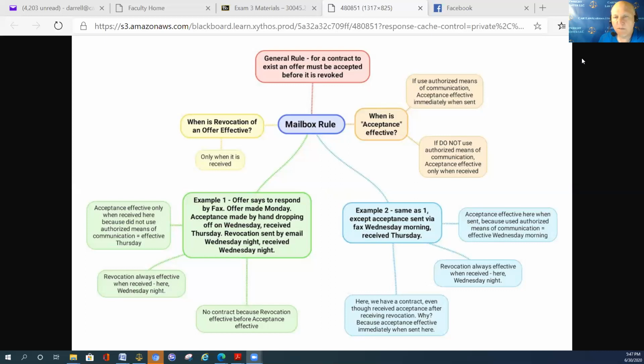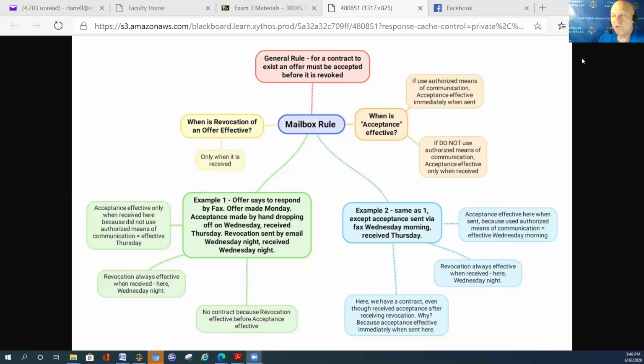Example 2, same as example 1, except you sent a fax acceptance Wednesday morning. And let's say for whatever reason, their fax machine wasn't working properly. It was out of ink or out of paper. Who knows? Doesn't matter. The fax machine was the authorized means of communication. So when you sent it Wednesday morning, that's when it's effective. So in that case, you got a valid contract.